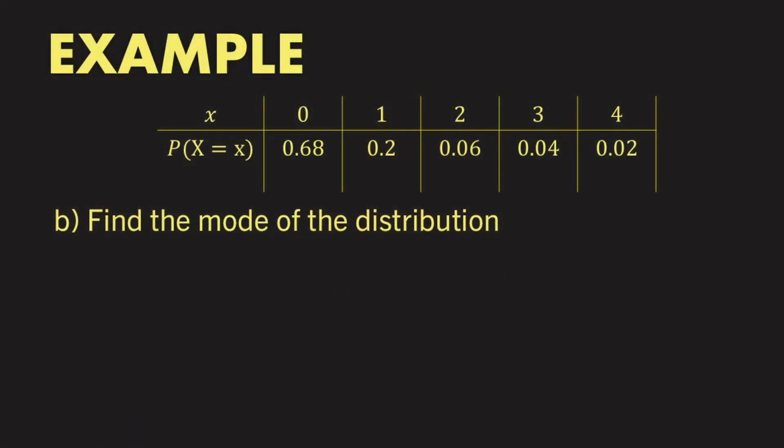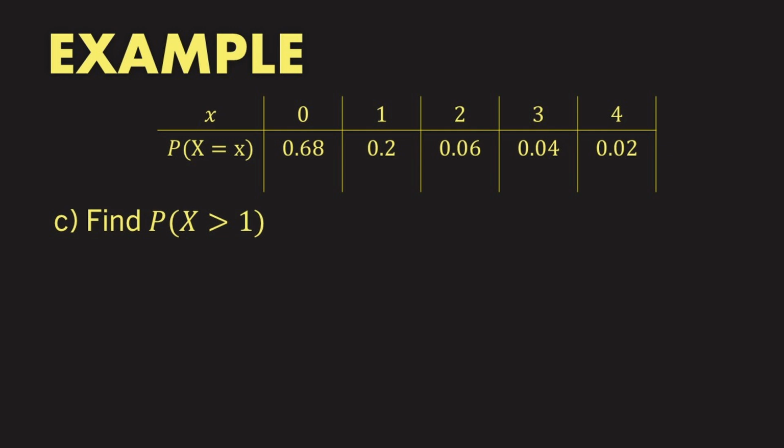Another thing. Let's say they ask us to find the mode of the distribution. Luckily for these cars, the one with the highest probability is 0. Now, let's say we want to find the probability of x being larger than 1. Again, in context, we want the probability of a car needing more than one tire replaced.